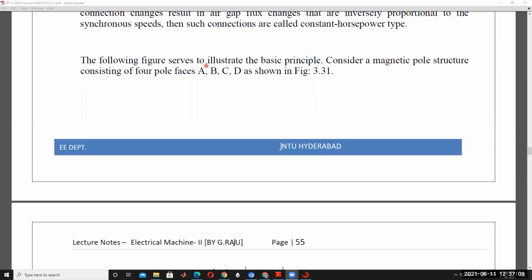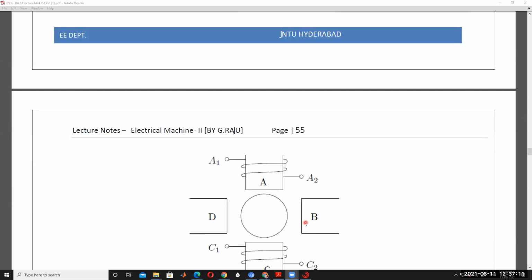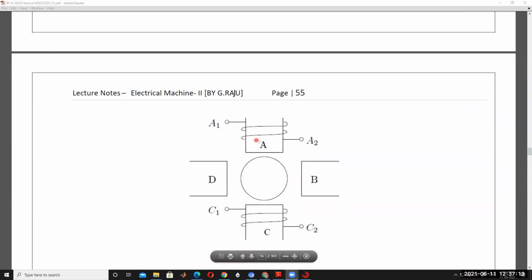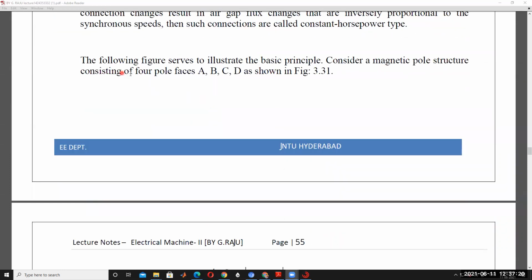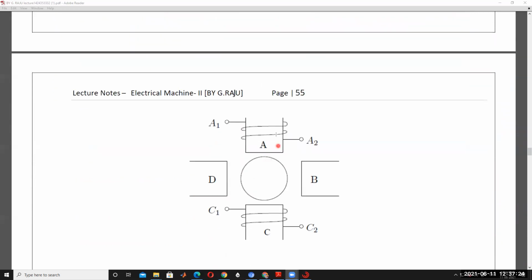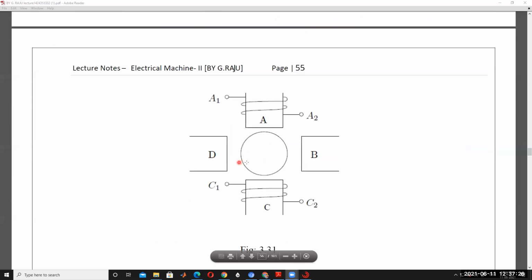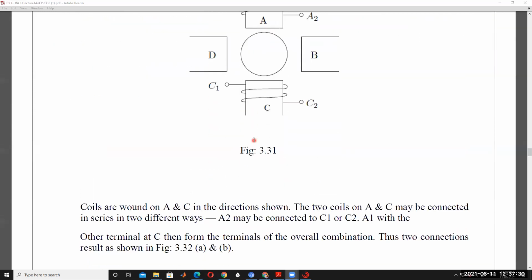The following figures serve to illustrate the basic principle. Consider a magnetic structure consisting of four pole phases A, B, C, D. These are the four different pole phases, shown like this. This is the winding. Okay, understood.